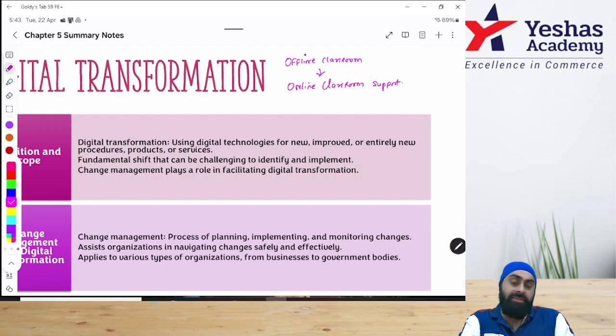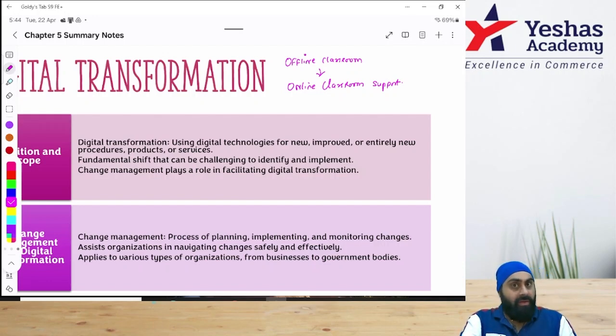These marathon lectures which I'm trying to conduct for you, which I'm trying to arrange for you, are just to create an online classroom support so that my students, my bacha log, if they require any help when I'm not there with them, these summary lectures can help them. That is what the ideology is.